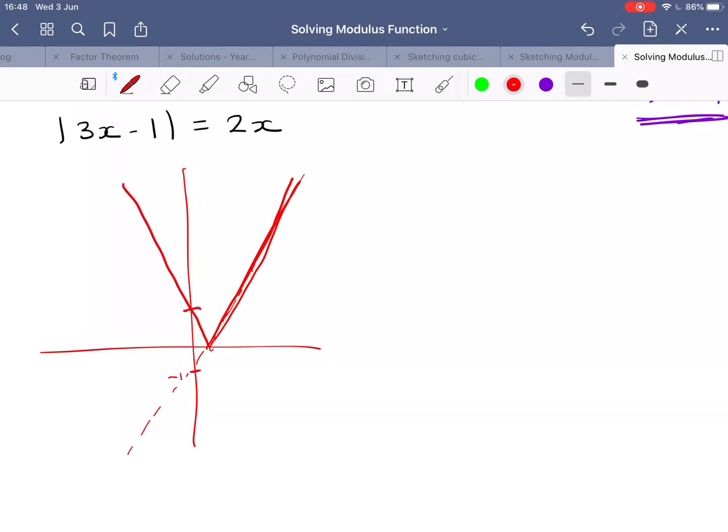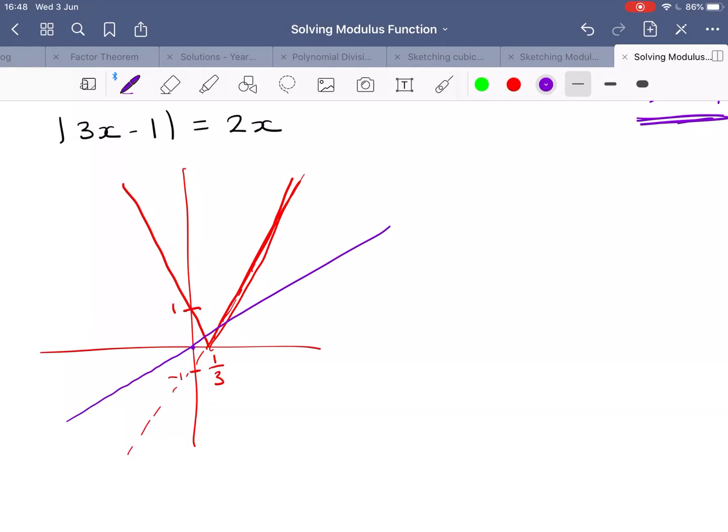Okay, so it would cross at 1. And again, think where this modulus graph touches the x-axis. Well, that's going to be at 1/3. And then I want to draw the line y equals 2x. Y equals 2x isn't as steep as y equals 3x minus 1, so it's going to be a shallower line. It's going to go through the origin, so it's going to be something like that.